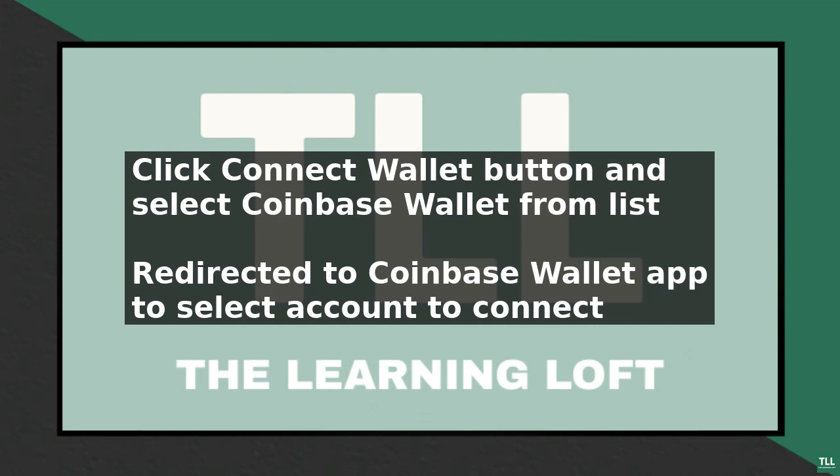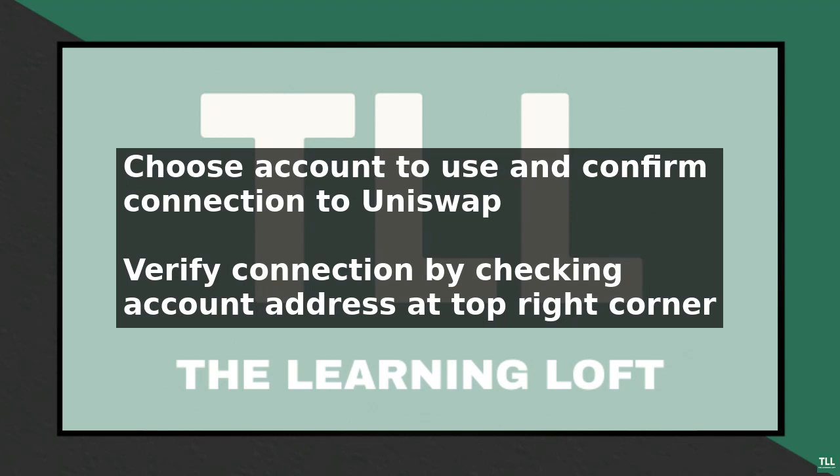You will then be taken back to the Uniswap website, where you should now see that your Coinbase wallet is connected. You can verify this by looking at the top right corner of the page, where your account address should now be displayed. To start using Uniswap with your Coinbase wallet, click on the Trade button and select the tokens you wish to trade. Enter the amount you want to trade and confirm the transaction.